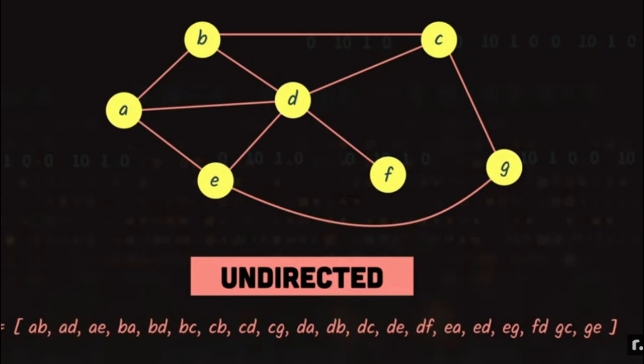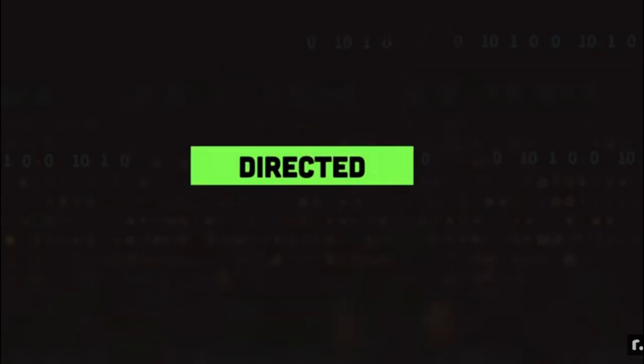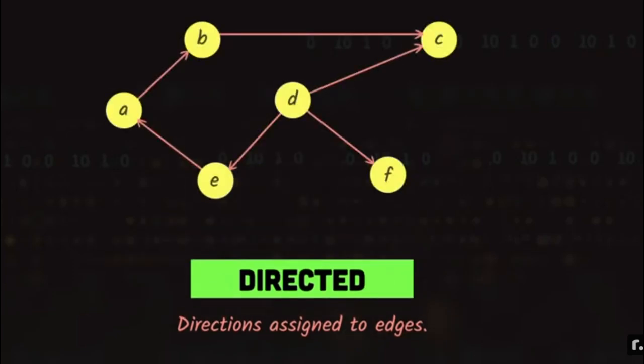Alright, so next we have the directed graph. In directed graph we have direction tied to each of the edges. So if you look at this graph, we have arrows showing the edge directions. So for example, we can move from node A to node B, but we can't travel from node B back to node A. Let's look at the edges for this graph.